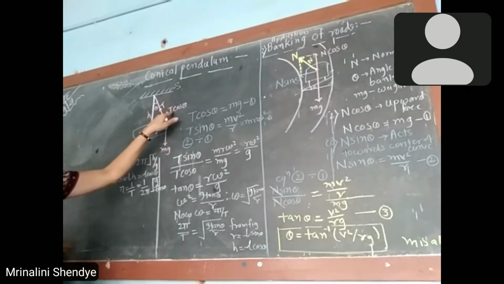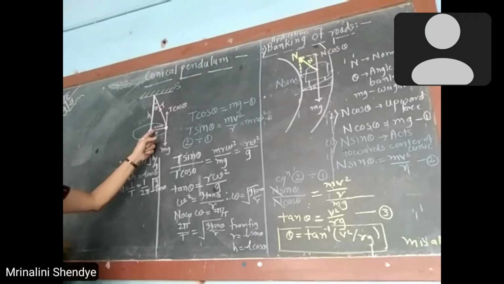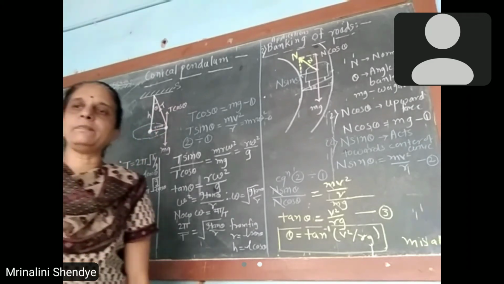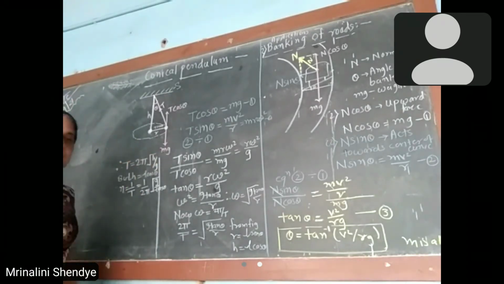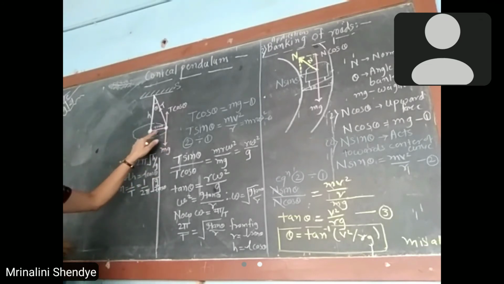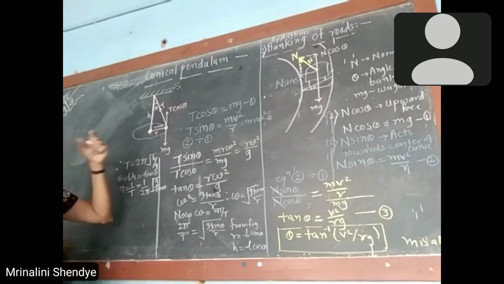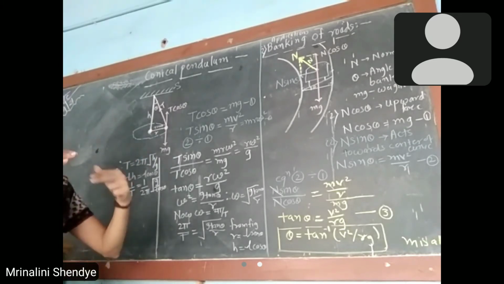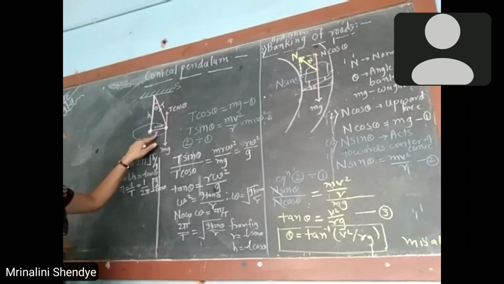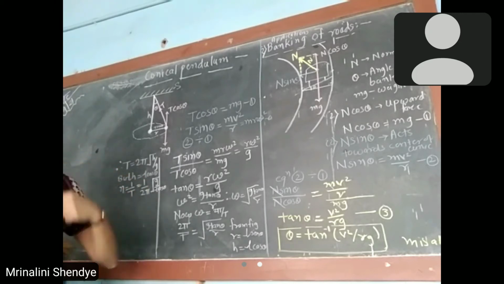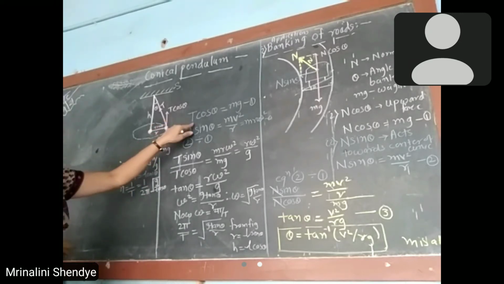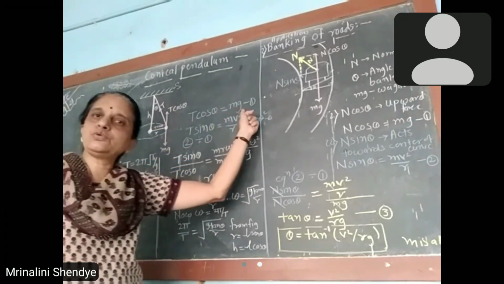So T cos theta and T sin theta are the two components like this. In this case, we have T cos theta, mg, and T sin theta towards the center, and that distance is equal to r. Hence, here also two types of forces are there. T cos theta is equal to mg.